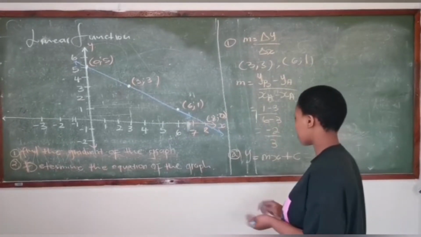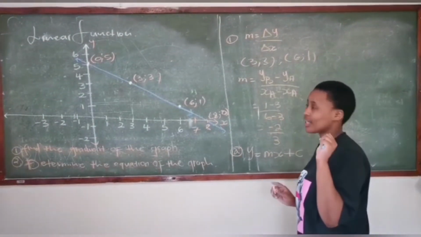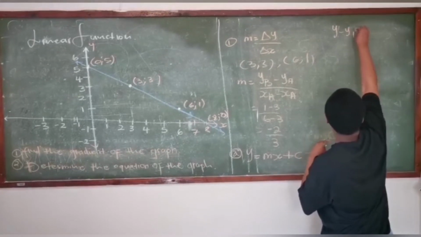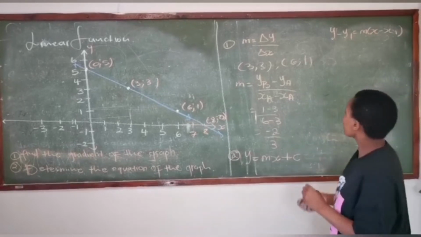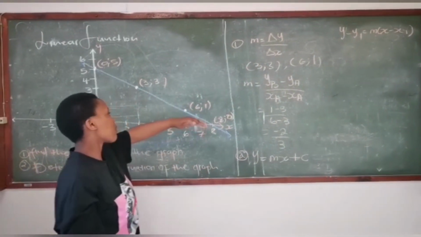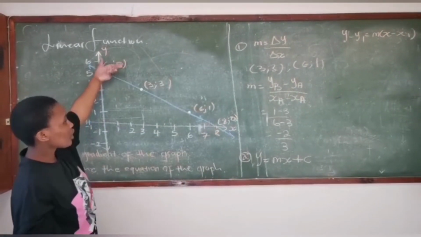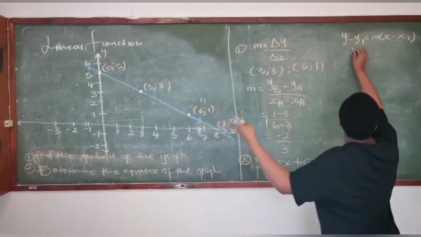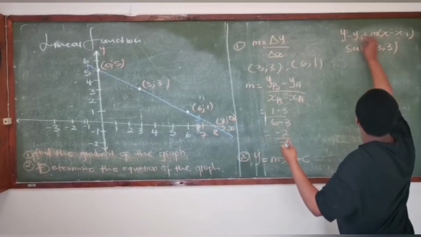But how about this time we spice up things? Let's use a different equation, this one: y minus y1 is equal to m into x minus x1, okay? So you're going to choose any point again from the graph. We can take this one, this one, this one, or this one. So let's take 3 and 3, right? So we're going to substitute 3 and 3 into this equation.